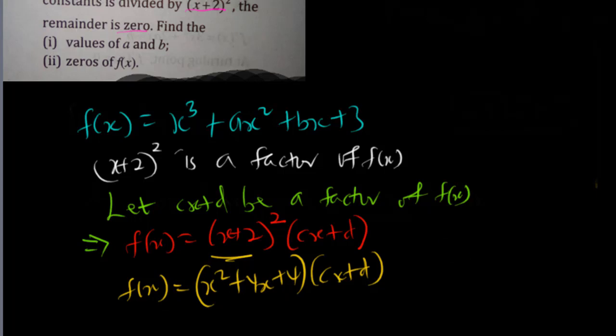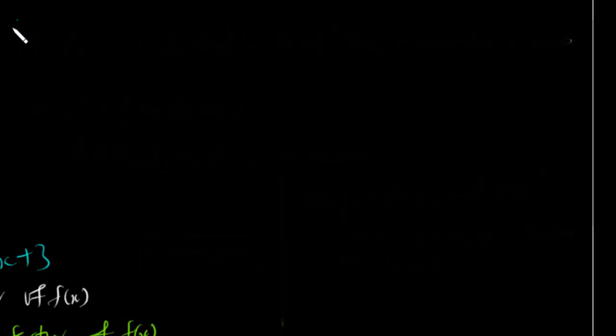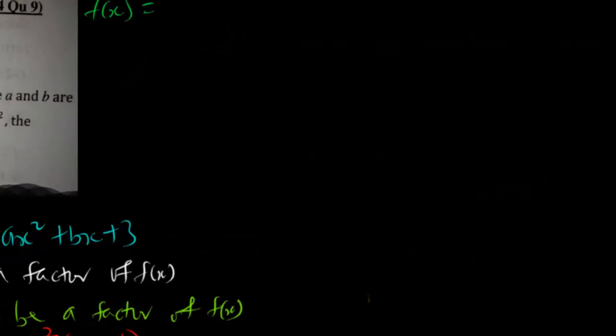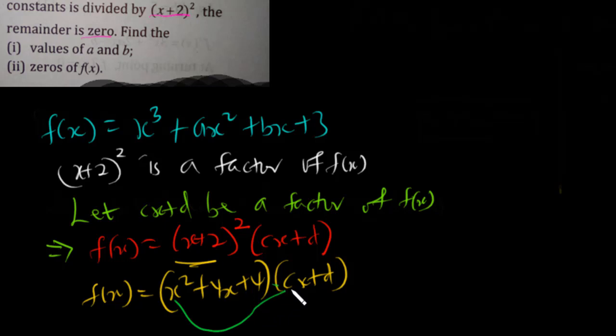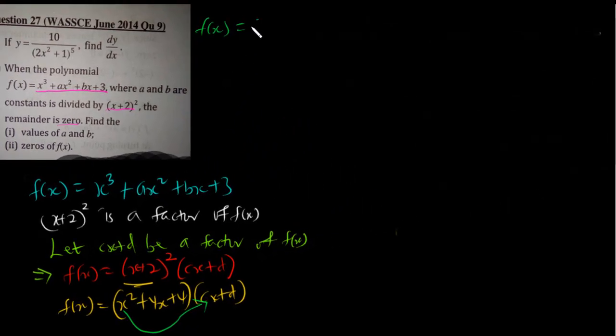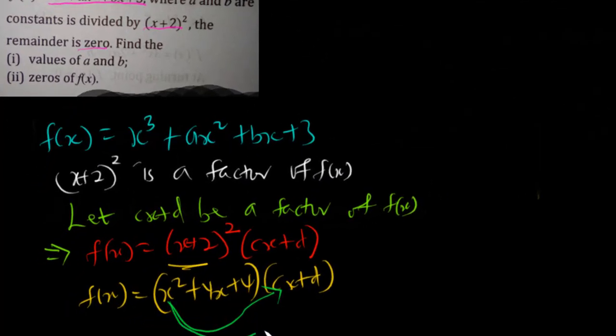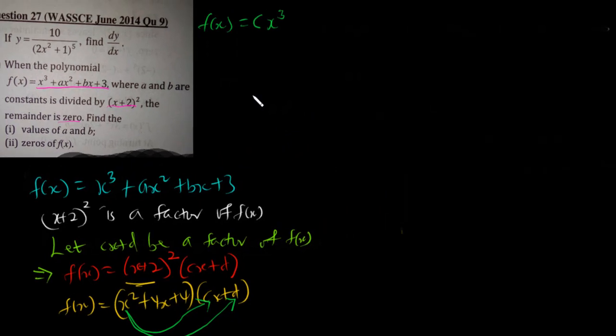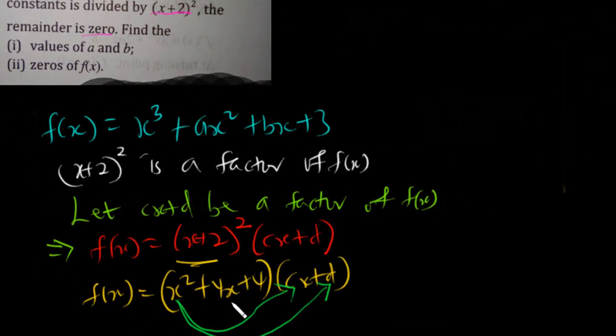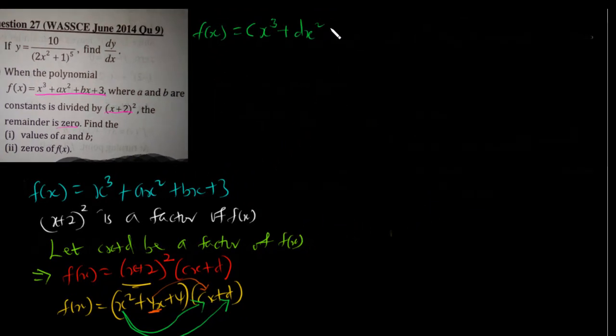Now we will go on to expand this one too. So we will have f of x equal to, x squared times cx, and that is going to be cx cubed. Then the second thing, we will have x squared times d, and that is going to be dx squared. Now we move from the x squared, then we go on to the 4x. So we have 4x times the cx, and 4 and c are constants, so we will have 4c, then we have x times x, and that will be x squared.